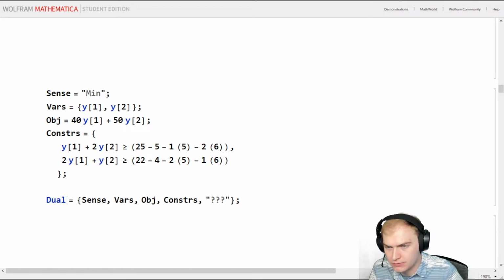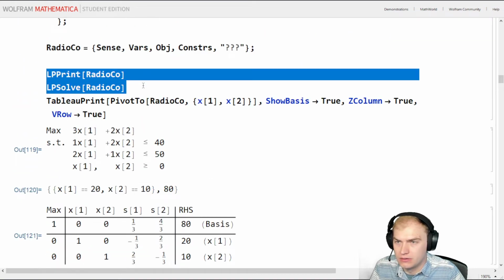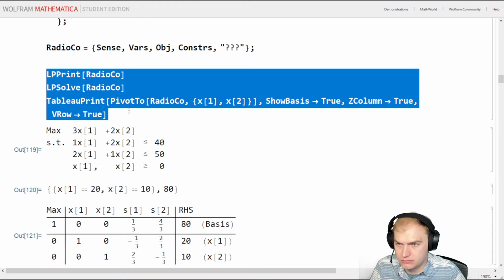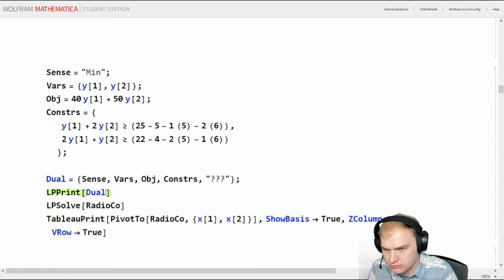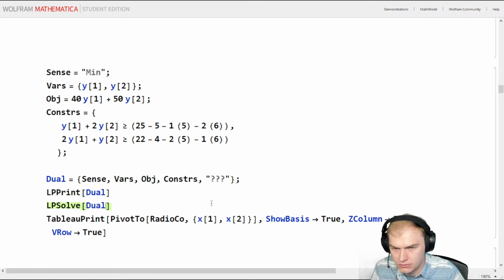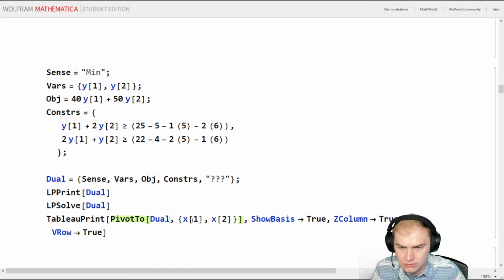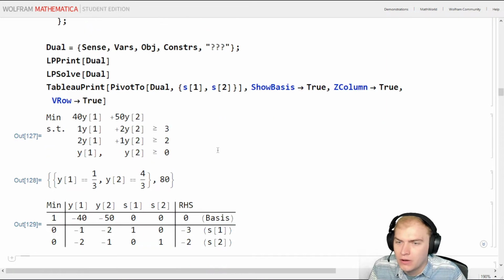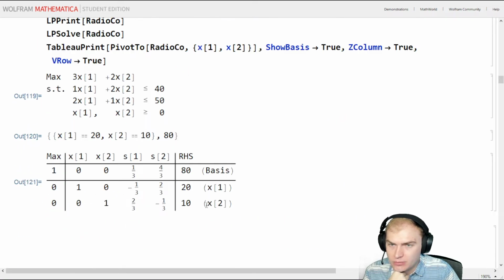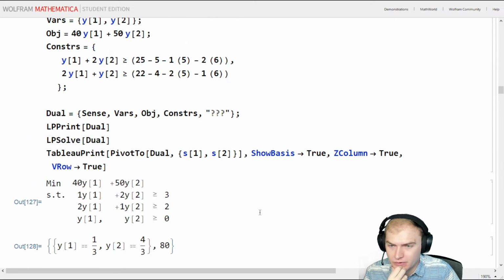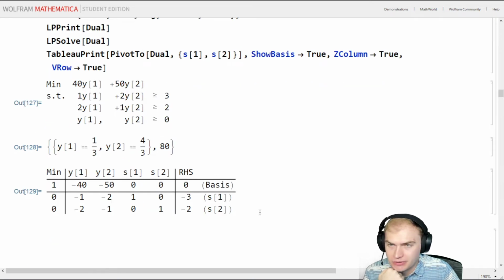I'm going to call this dual. Okay, so there we have the dual. It gives us the same value as the primal when our cost is 25. So it tells me we probably did it correctly.